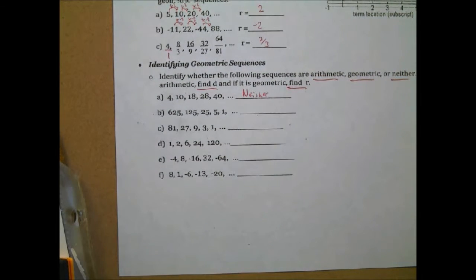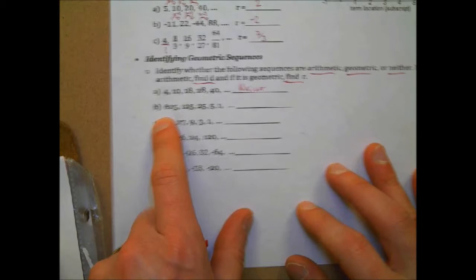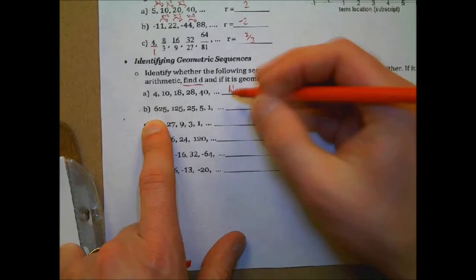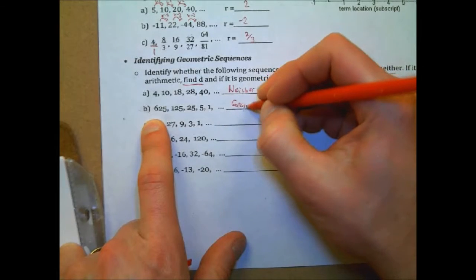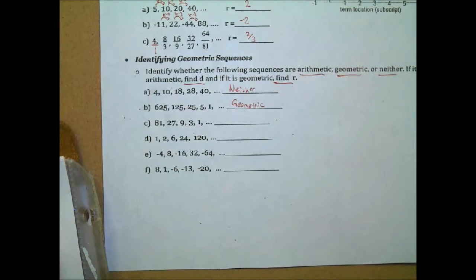All right, let's go to Olivia. Olivia, letter B. Arithmetic, geometric, or neither? Geometric. That's right. Good job. Did the inflection in my voice make you concerned? Okay. What are we multiplying by every time?